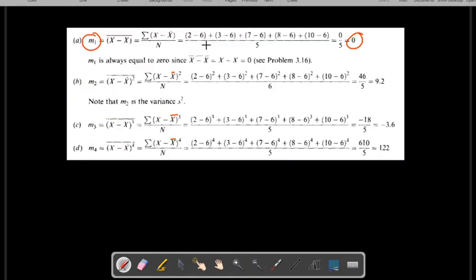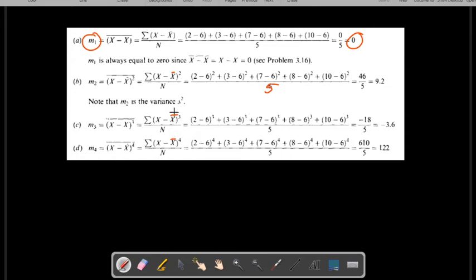So you have to subtract that 6 from each entry, then divide by 5, and you will get 6. M2 means each entry you have to subtract, square, and divide by 5. It is 6 written. Okay, 5. So this will come 9.2.